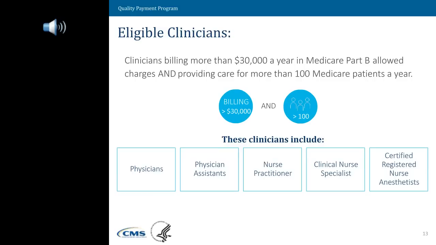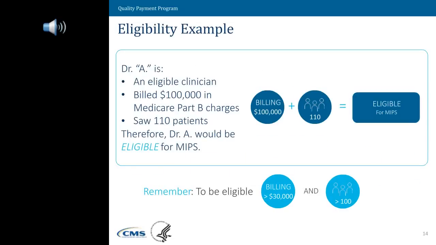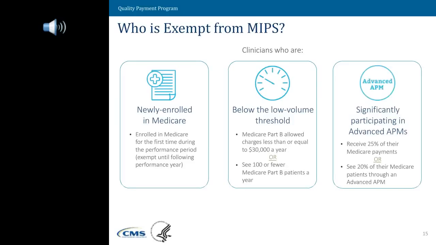So let's move on to slide 14, where there's an example of what this actually means. So in this example, we have Dr. A, who is an eligible clinician. He has billed $100,000 in Medicare Part B charges and has seen 110 patients in a year. Therefore, Dr. A is eligible for MIPS. So let's move on to slide 15. So who is exempt from MIPS?